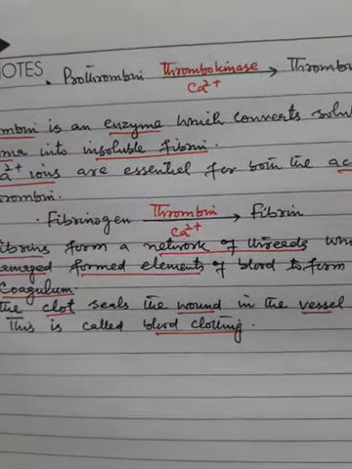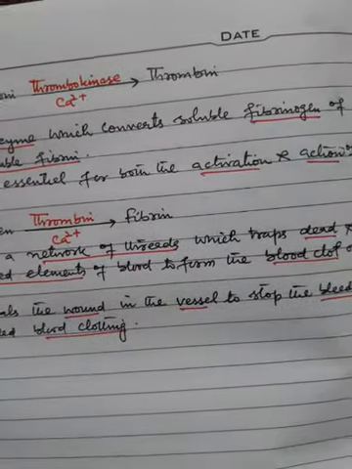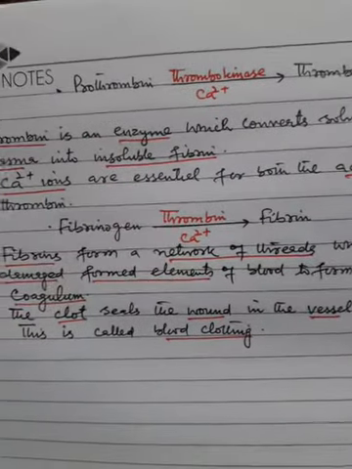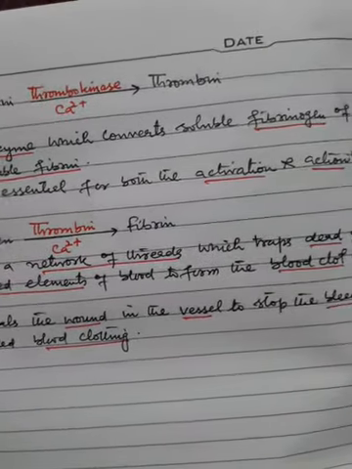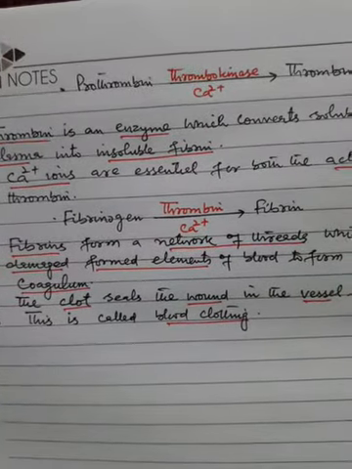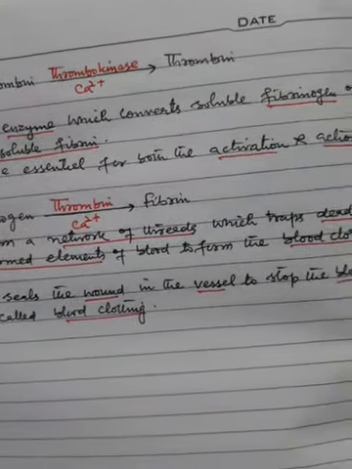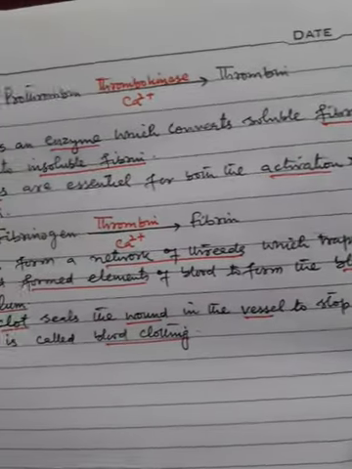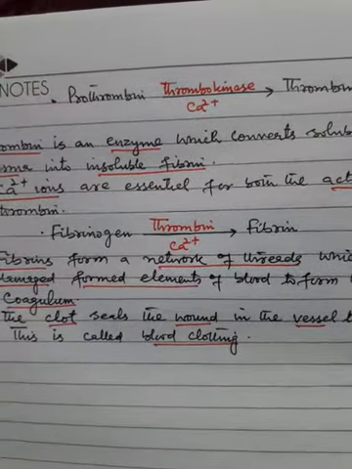Fibrins form a network of threads which traps dead and damaged formed elements of blood to form the blood clot or coagulum. The clot seals the wound in the vessel to stop the bleeding. This is called blood clotting.